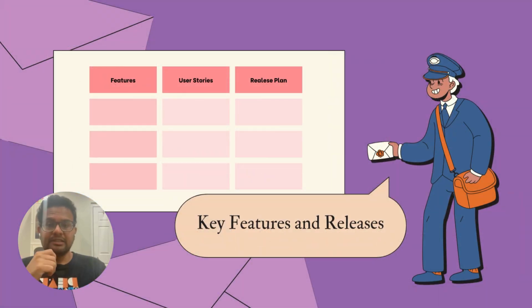Now next, we talk about key features and releases. In this, you generally make a table where in one column you write all the features you include with your product. In the second column you write the user story for these features, and in the third column you write the release plan. What is your plan to release those features, and in what phase? You should mention that in this table.